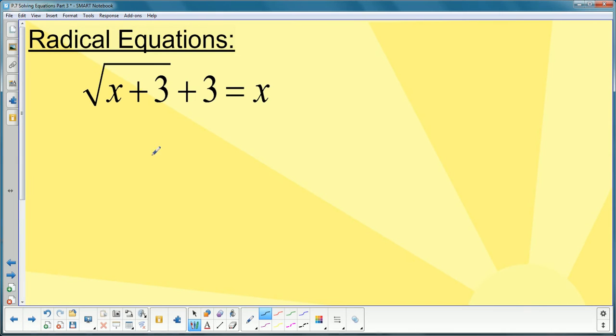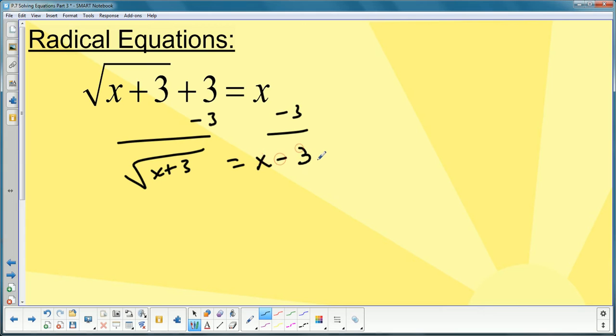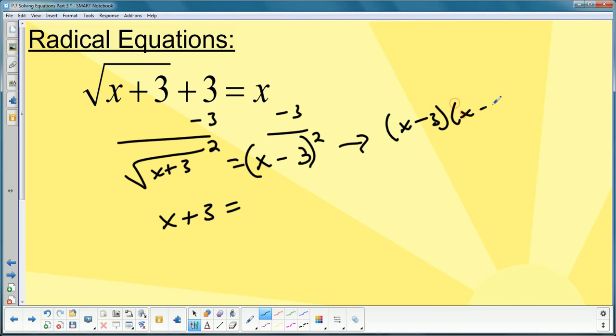So first example, we need to isolate our radical. So I'm going to subtract 3 on both sides. That's going to leave me with the square root of x plus 3 equals x minus 3. And since I have a square root, now I'm going to square both sides, and we need to remember that that's in parentheses. So I end up with x plus 3 equals, and be careful here, x minus 3 squared means x minus 3 times x minus 3. It's going to leave us with x squared minus 6x plus 9. That's after I FOIL that out.